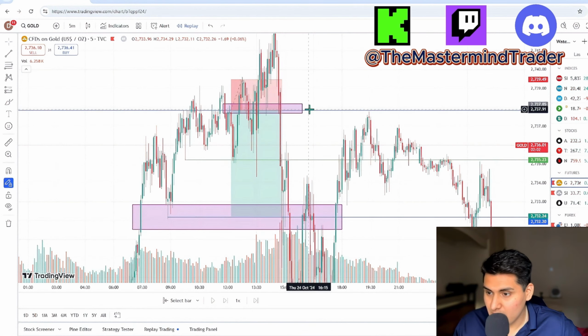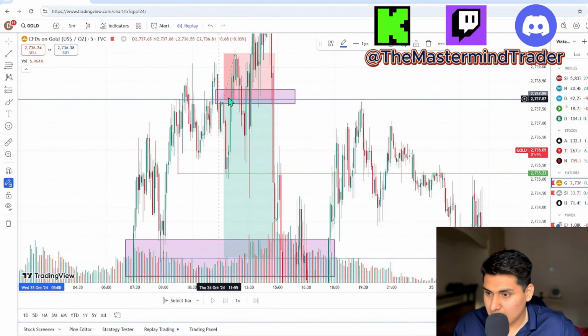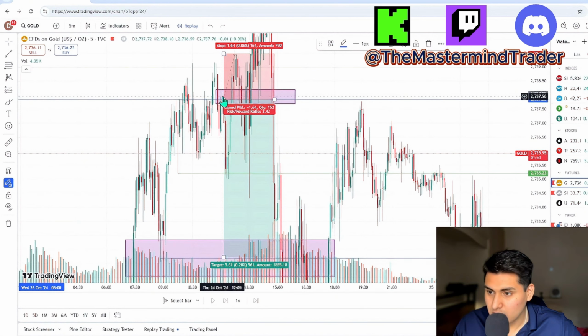Now, I drew out the fair value gap. I also drew out the liquidity sweep here. And then I saw how many times the market rejected off this fair value gap. You can see once, twice, and it was the third time that I entered.